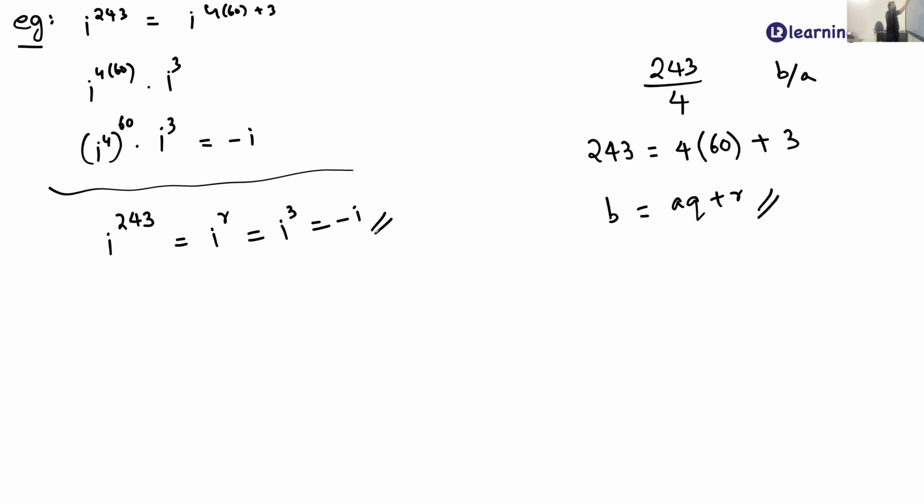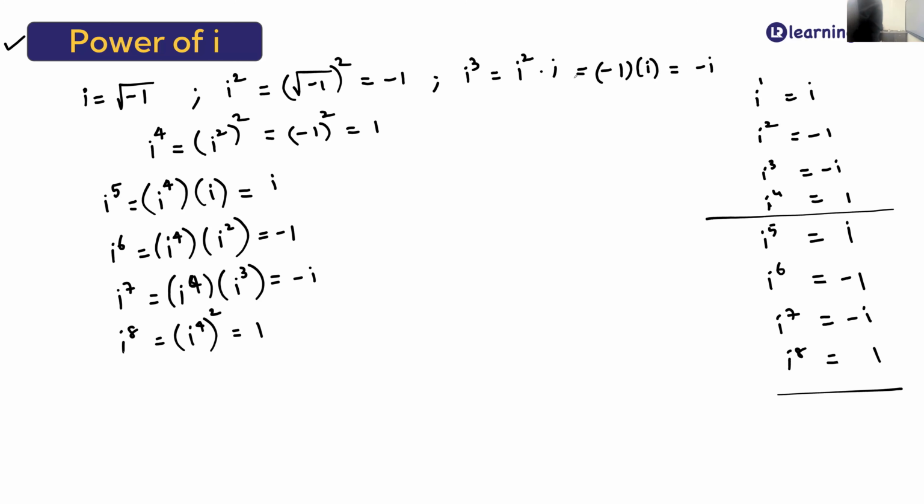Okay. So having the same logic in mind, if I ask i power, tell me a number. 342. Okay. 342. What are we supposed to do? Divide it with 4. See what is the quotient? It's going to be 85. So 85 plus the remainder is 2. So you will get the answer as i square, which is going to be minus 1. That's it. That is all you need to do. So this is how the pattern for power of i keeps repeating itself. Okay. So this you can make a note of.